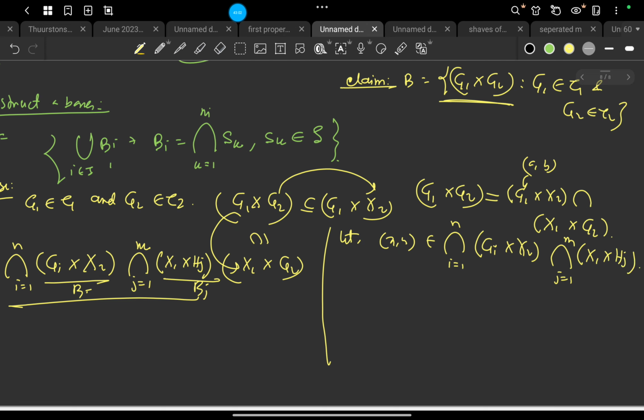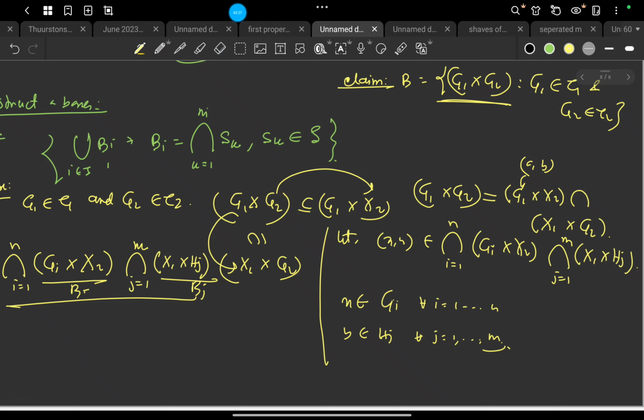So that means what? x belongs to Gi for all i equals 1 to n. So that means we have y belongs to Hj for all j equals 1 to m.